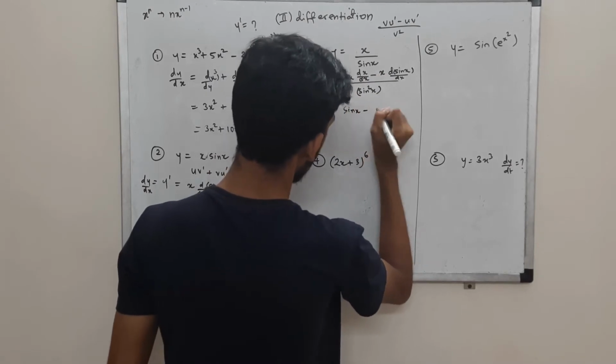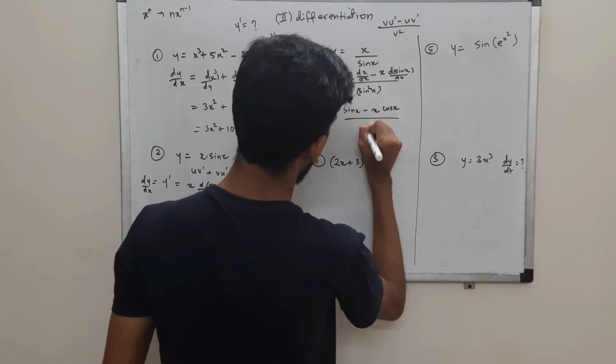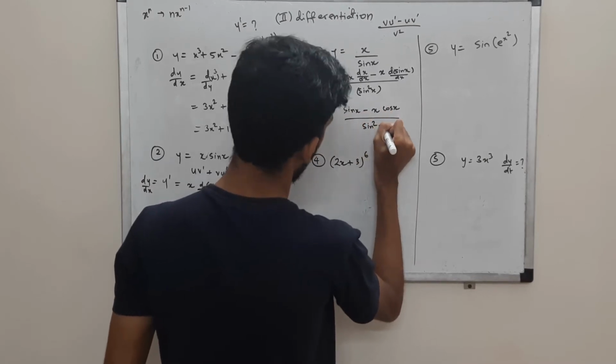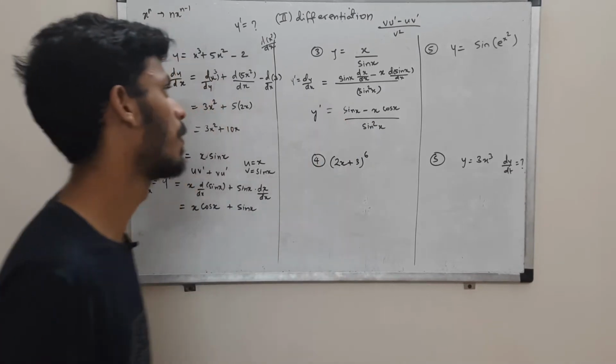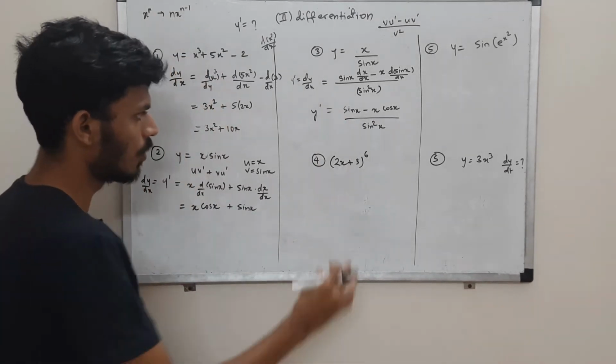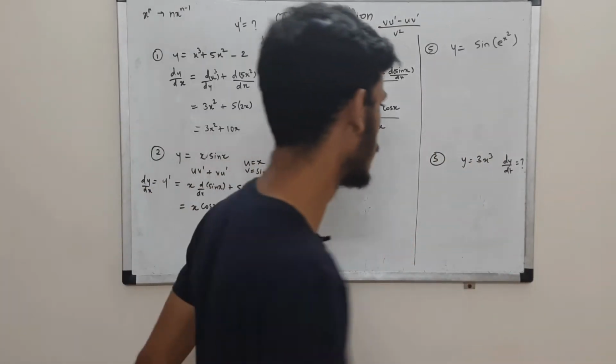So here we will have sin x minus x into the derivative of sin x, which is cos x, right? And here we will have sin square x. So this is your answer, this is your y dash, simply that. So for 4 and 5 we have to use the chain rule. So let's do the 6th one first.